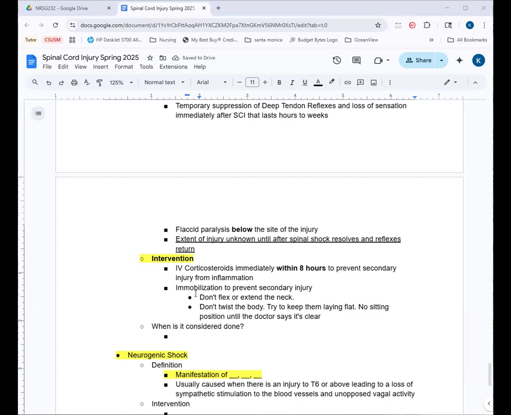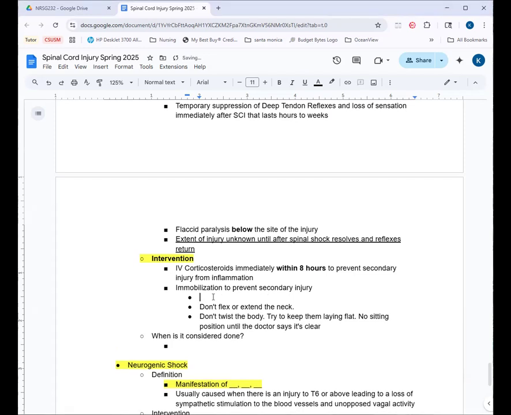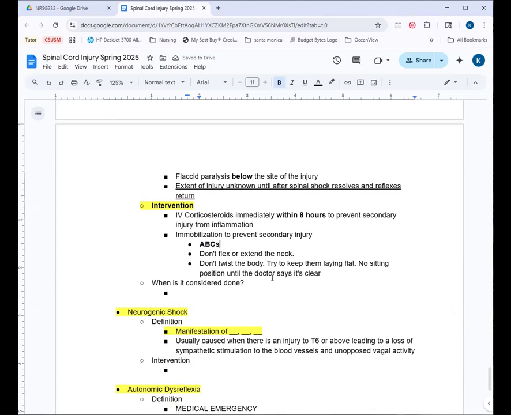And then, of course, we don't know how bad this injury is. We don't know how high the injury is either, right? So ABCs. That's weird that that keeps coming up. Wow, ABCs has come up a lot in this. How odd.